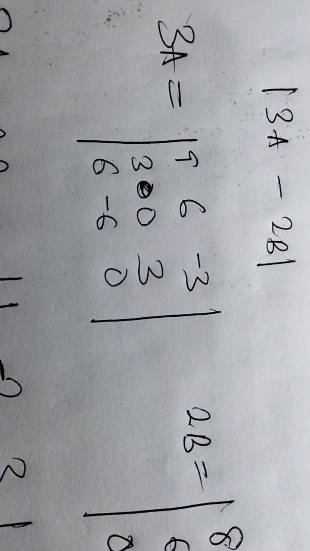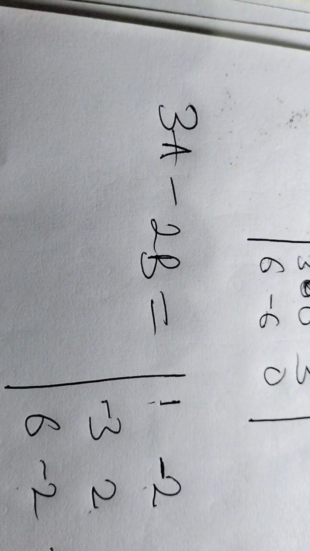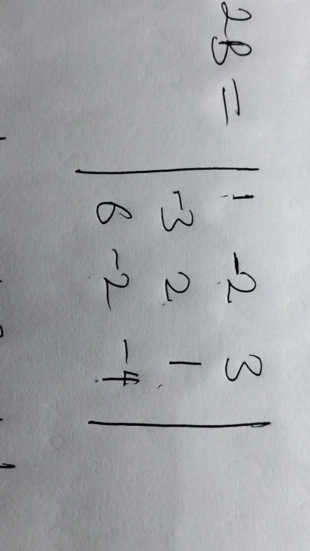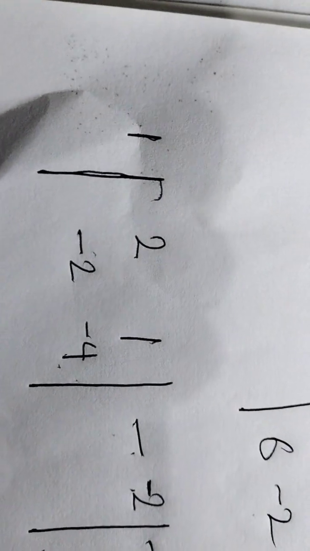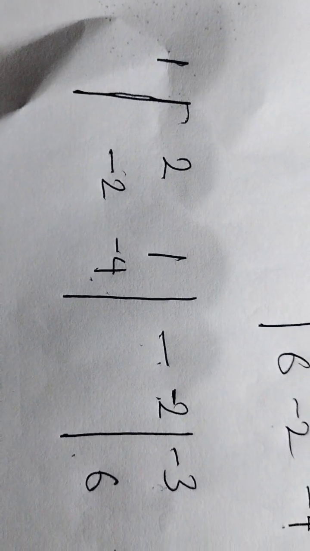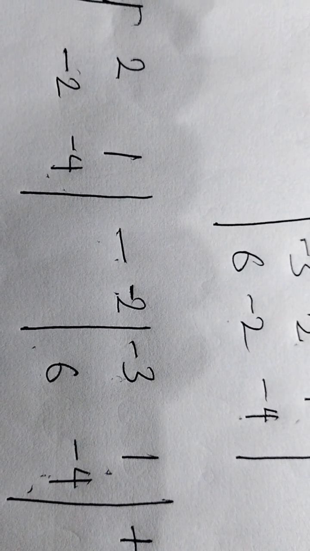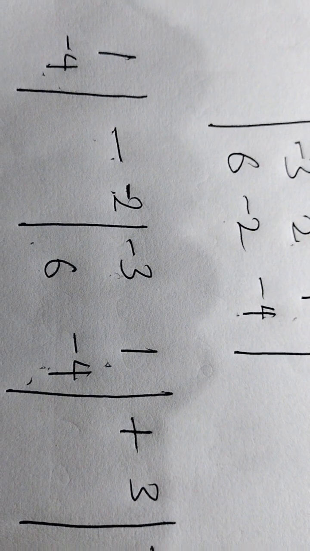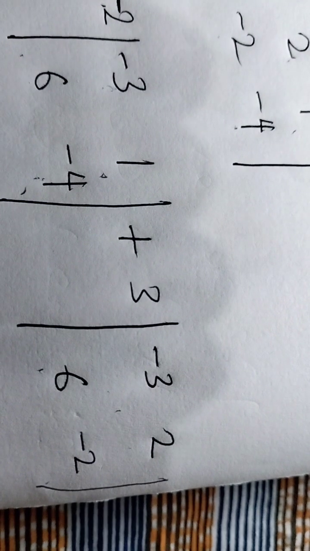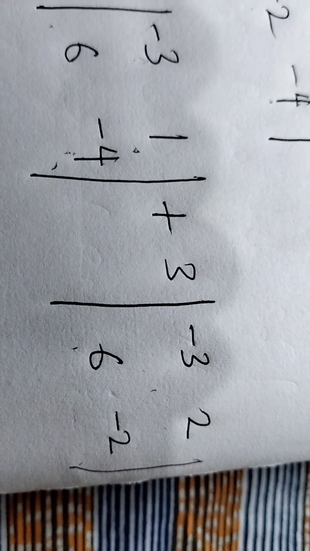So 3a value is 3 times a, which have been done before, 2b have been done in the previous question, and the 3a minus 2b is what we have there done in question 9ai. Then we'll now find the determinant. We have 1 into 2, 1 on the first row, minus 2, minus 4. Then next, minus, minus 2, minus, minus 2, minus 3, 1, then 6 minus 4, then plus 3, minus 3 and 2 on the first row, 6 minus 2 under.